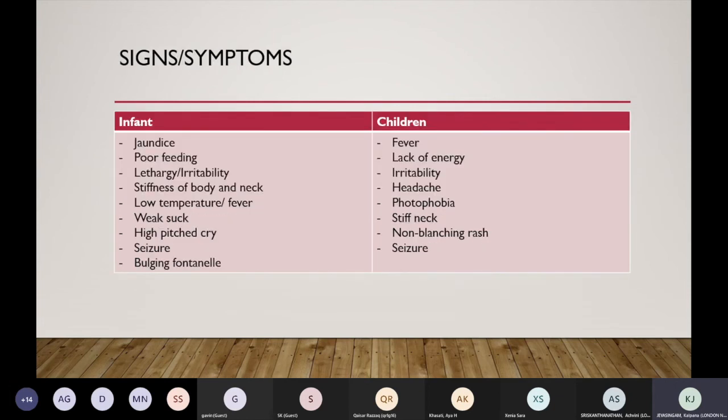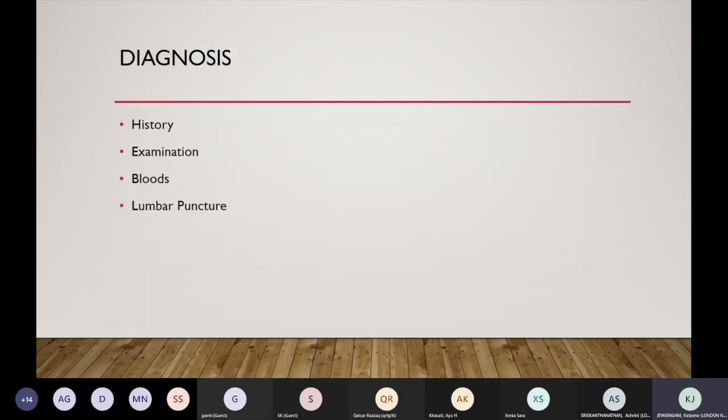So how do these children present? As mentioned earlier, with jaundice less than 24 hours, irritable, you think, okay, could this be meningitis? Poor feeding, lethargy, stiffness of body and neck, low temperature or fever, very weak suck, high-pitched cry, seizures, or bulging fontanelle. In older children, the symptoms would be similar to that of an adult or adolescent, i.e. fever, generally feeling tired, very irritable, complaining of a headache with photophobia, stiff neck, non-blanching rash, and even seizures.